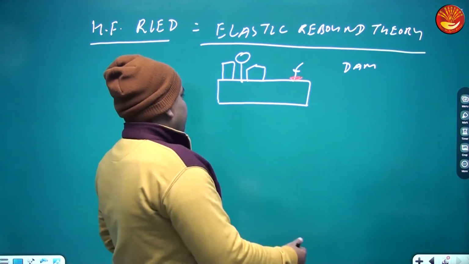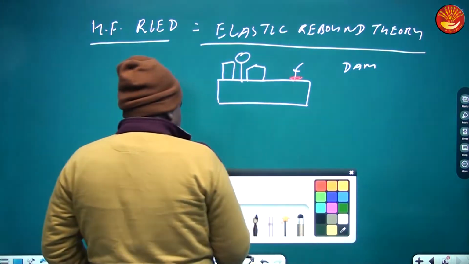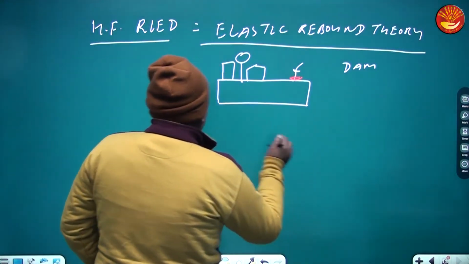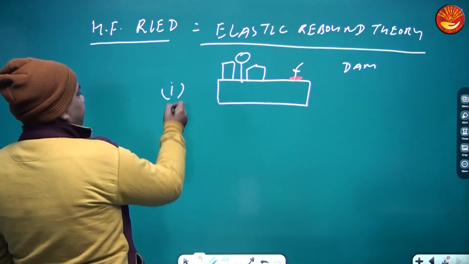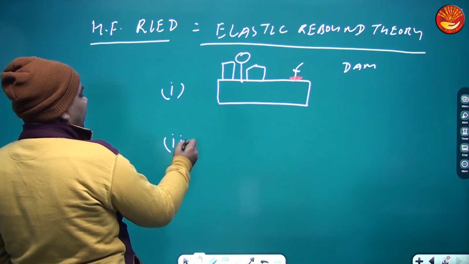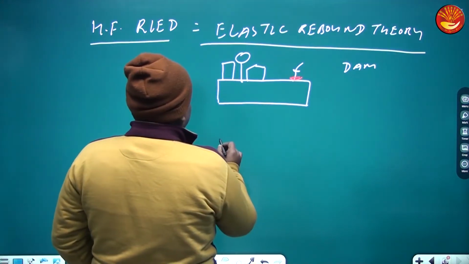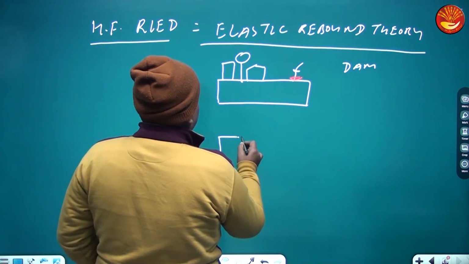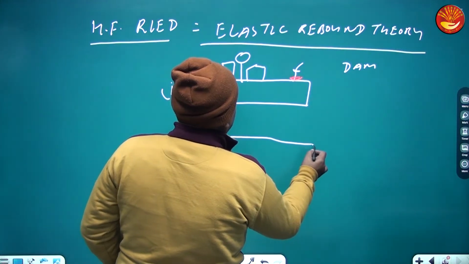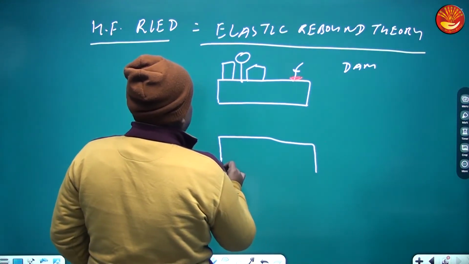Now, what will happen? In due course of time, in the next stage, folding will take place. This part of the earth crust will be bent, will be folded in this manner.